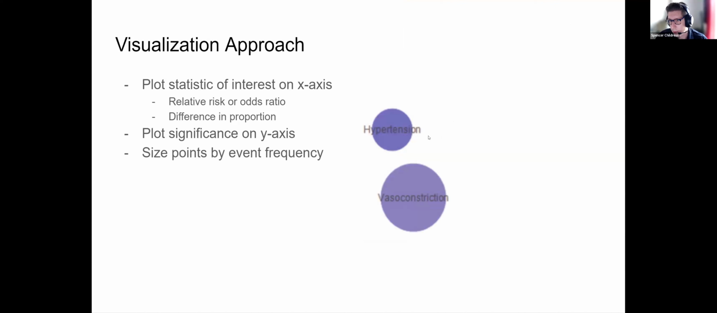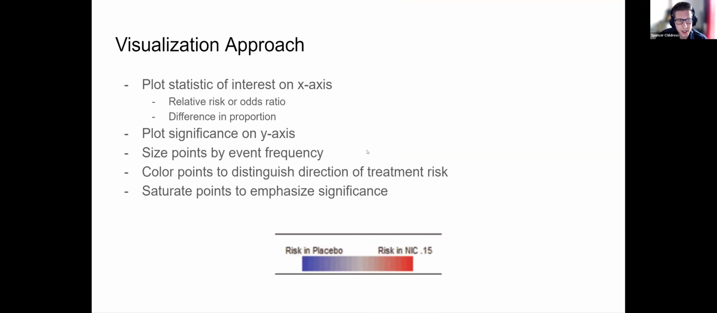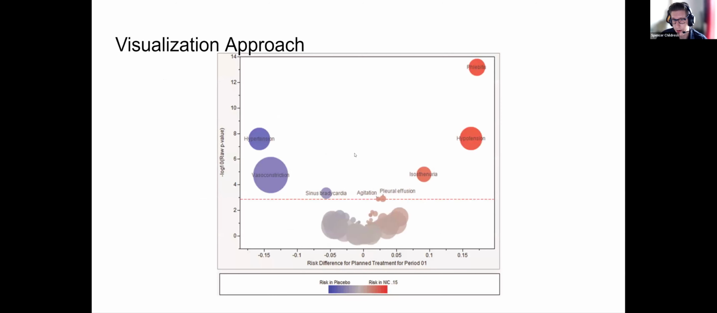And then points are sized by the frequency of that event. So just mapping the number of events to the area of the point. And finally, the points are colored and saturated by the significance and which direction the risk runs. So in your intervention, in this example, red points are more prevalent in the interventional group, and then blue points are more prevalent in the placebo group. So that's kind of like the explanation of the visualization in this chart.